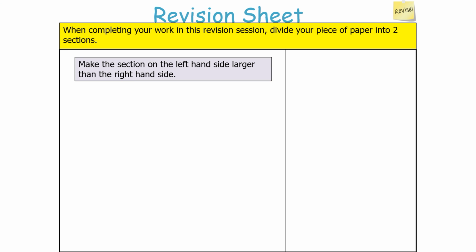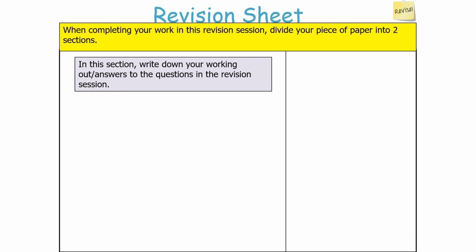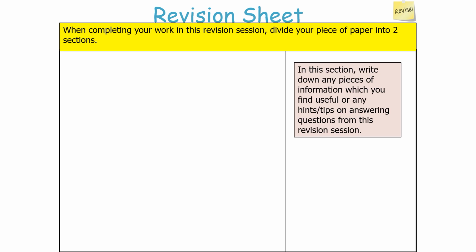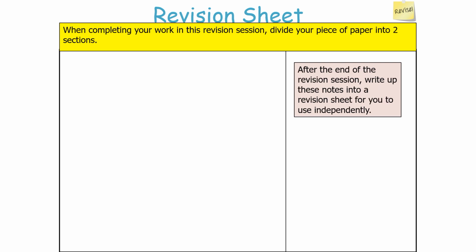When completing this revision session, divide your piece of paper into two sections. Make the section on the left hand side larger than the right hand side. In the left hand side section, write down your working out and answers to the questions in the revision session. Make sure you write in full sentences and show your full working out. In the right hand side, write down any piece of information which you find useful and any hints and tips on answering questions from this revision session. At the end of the revision session, write up these notes into a revision sheet for you to use independently.